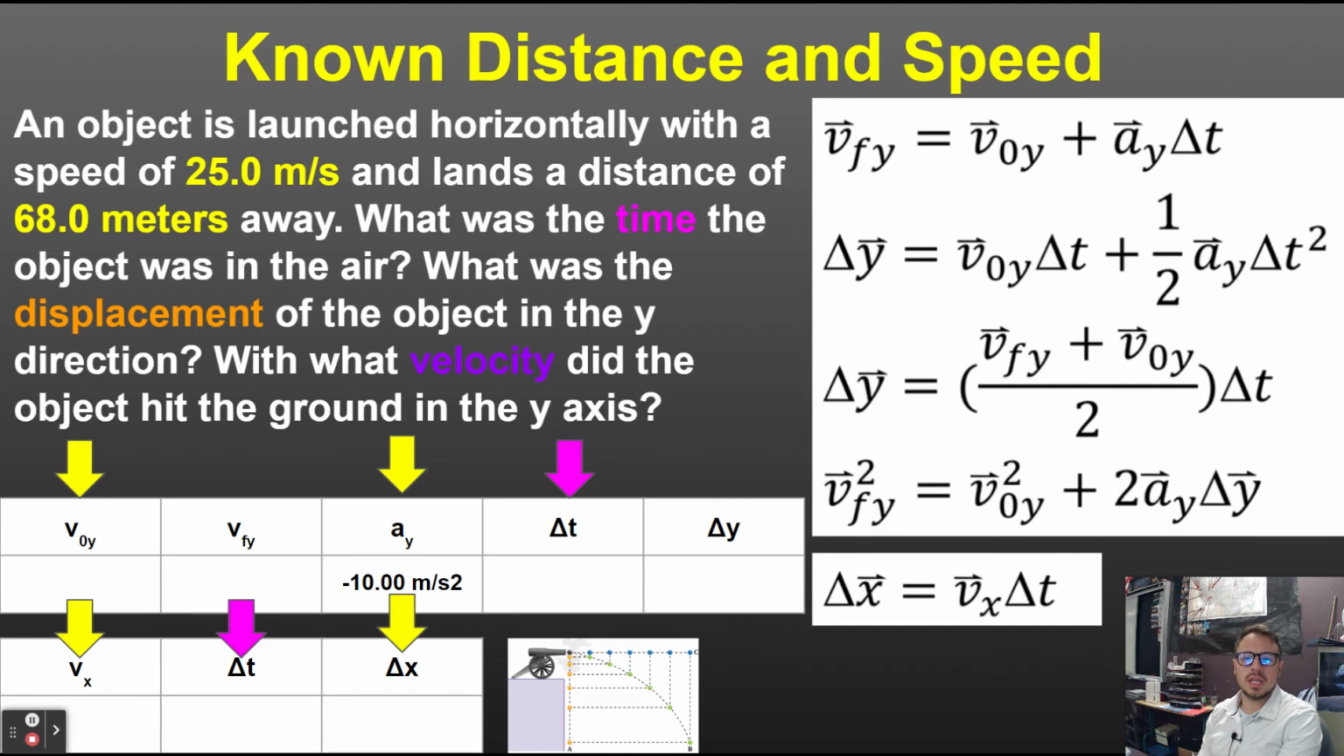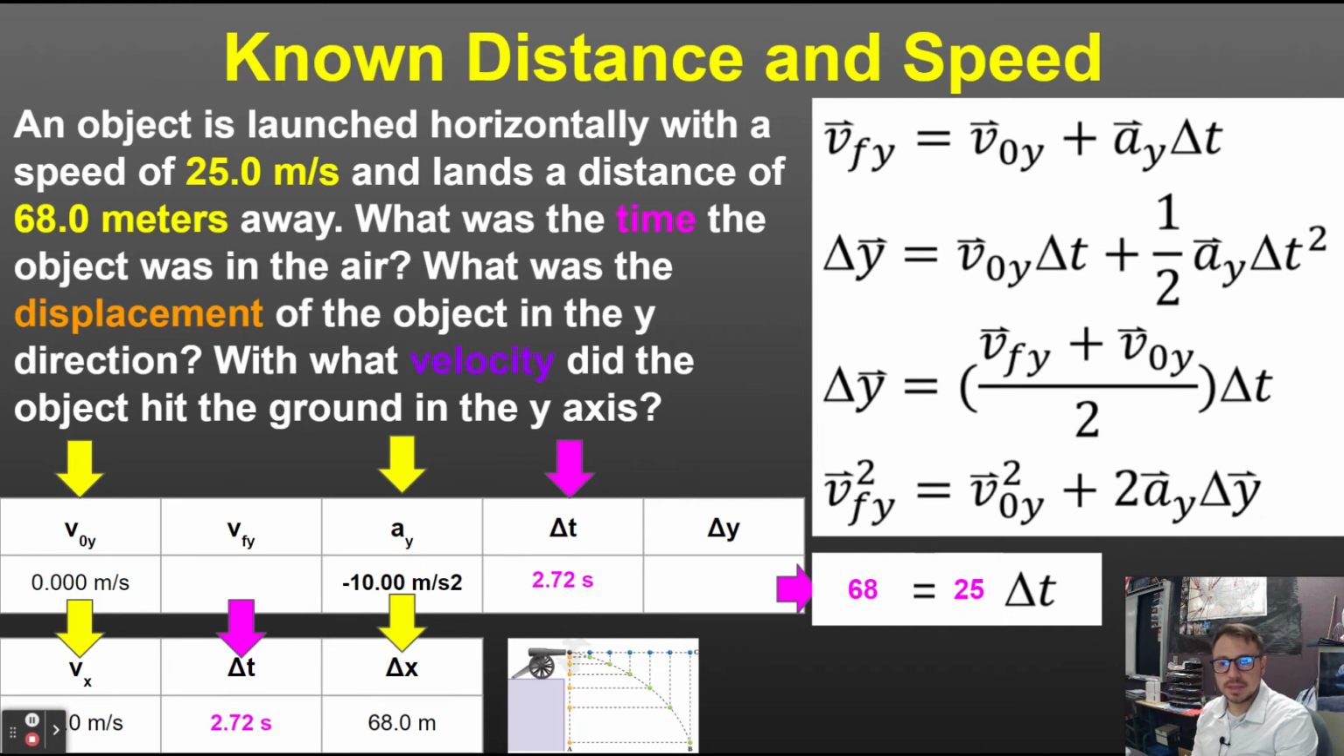So this one we're going in the reverse direction, basically. We do have to start with the x direction first because we know how far it went and we know how fast it went. So I can solve the time interval. Now I can work backwards to find the displacement.